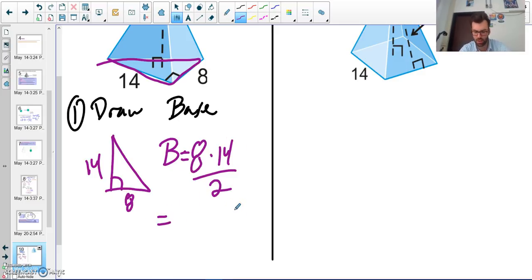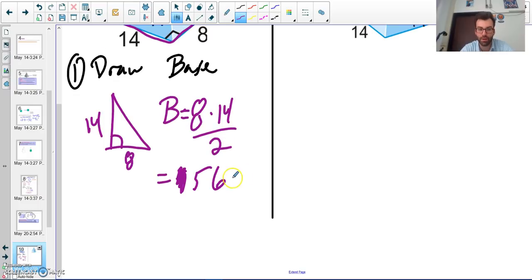Which is 8 times 7, which is 40 something. No, it's 70 something. No, it's 50 something. 56. Just making sure you're not just copying what I'm putting down here. I found the area of my base.